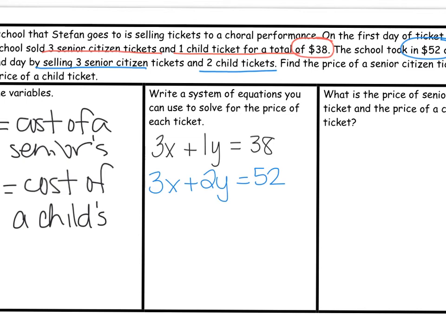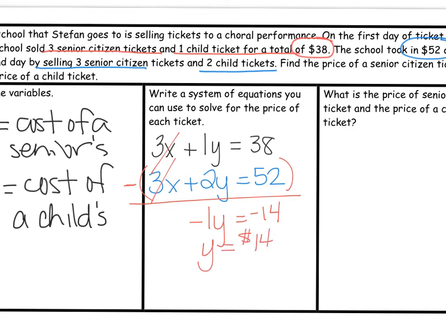So this system of equations is set up for elimination because the x terms both have a coefficient of 3. So we're going to subtract these, and again, we're subtracting everything in the second equation from the first equation. So 3x minus 3x is going to cancel. 1y minus 2y is going to give us a negative 1y. And 38 minus 52 is going to give us a negative 14. Solve for y, and we get $14, and that is the cost of a child's ticket.